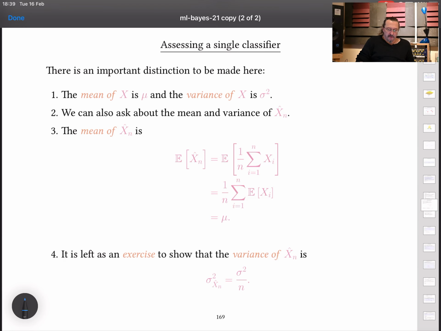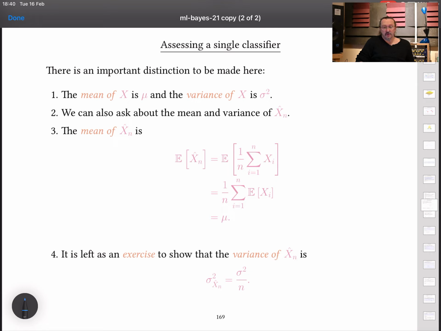The mean of the underlying random variable that we're dealing with is mu, and the variance is sigma squared. Okay, nothing has changed there. But we can also ask about the mean and the variance of our estimate x hat sub n, which is the thing that we're really interested in.